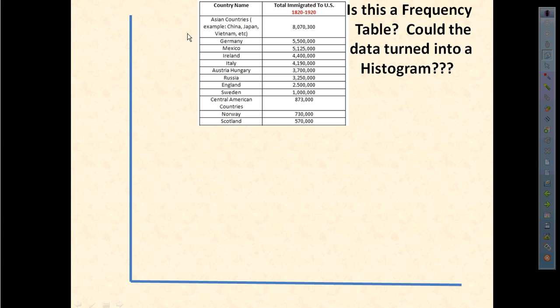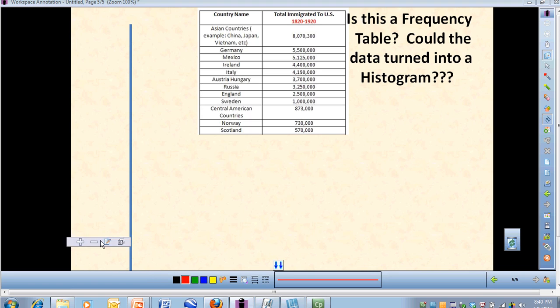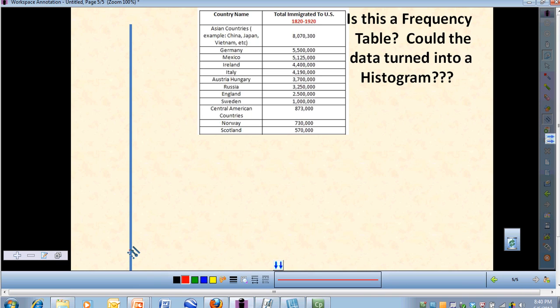So like that. So this is that histogram graphic representation of this data. Okay. And you could do the same thing here. Now, we're not going to make this one. We're just going to talk about, okay, if we were going to make a histogram out of this data, how would we do it? Well, over here would have to be the frequency, the number, as in the total immigrated.